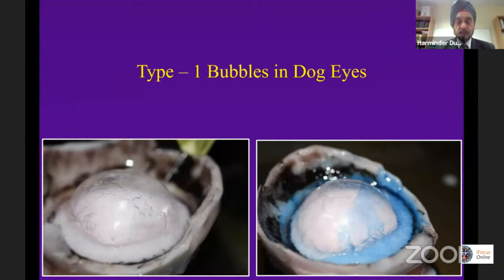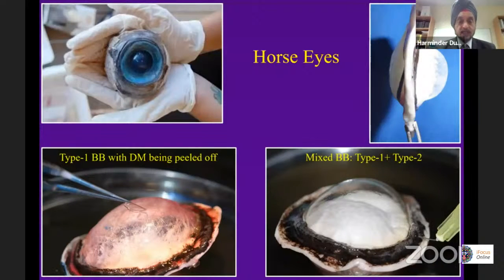These are Staffordshire dogs. They consistently produce a type 1 bubble. The eyes are bigger than ours, huge type 1 bubbles seen in dog eyes, same pre-Descemet layer, and horse eyes, like a tennis ball. They behave very differently, but here again, you've got a mixed bubble. See, the Descemet membrane on the top and the pre-Descemet layer bubble, but there are other features of a horse eye which are very different.